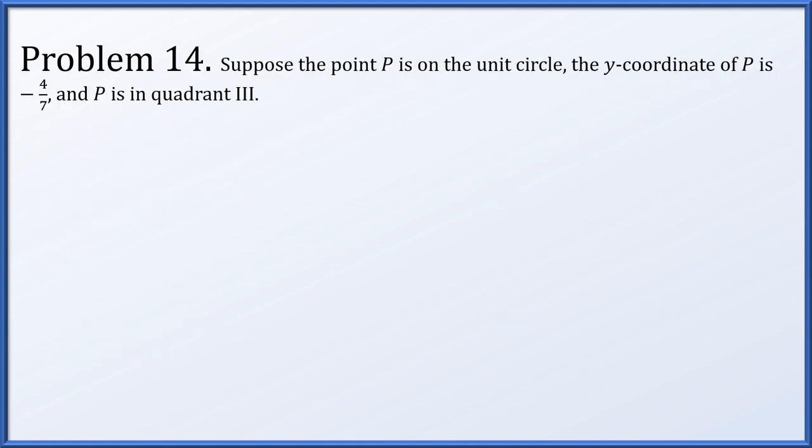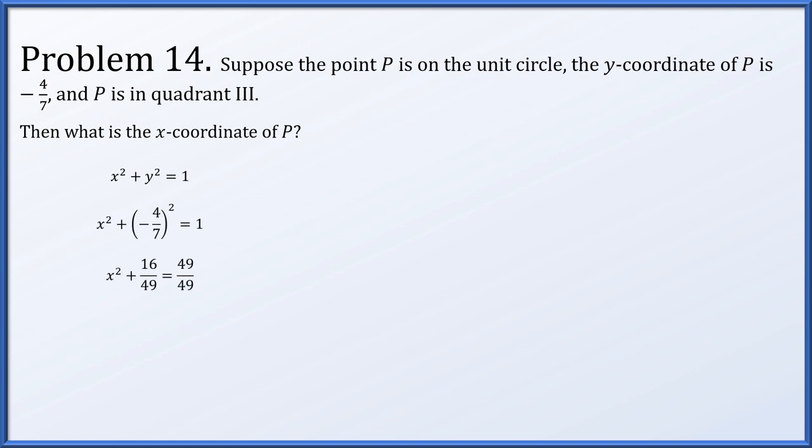Problem 14. Suppose the point P is on the unit circle, the y-coordinate is negative 4/7, and P is in quadrant 3. What is the x-coordinate of P? Now, the unit circle satisfies x squared plus y squared equals 1. We were given y to be negative 4/7, which squares to 16 over 49, preemptively giving a common denominator on that other term of 1 being 49 over 49. Subtract 16 over 49 from both sides and get that x squared must be 33 over 49, meaning x is plus or minus root 33 over 7.